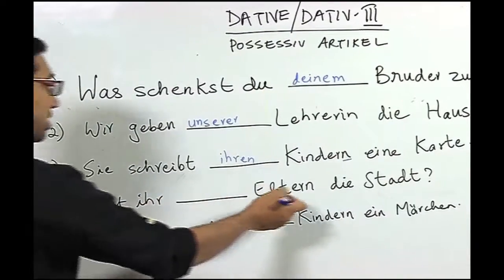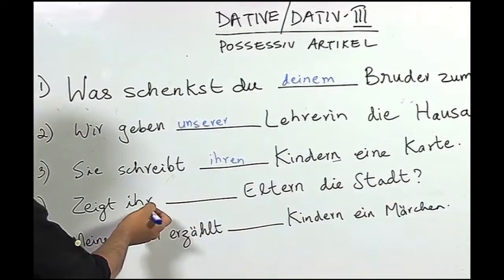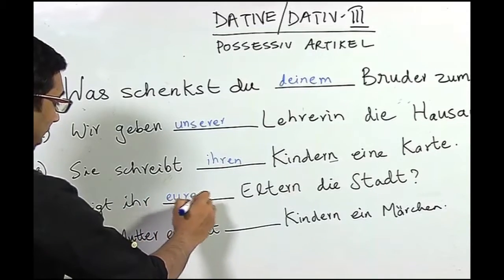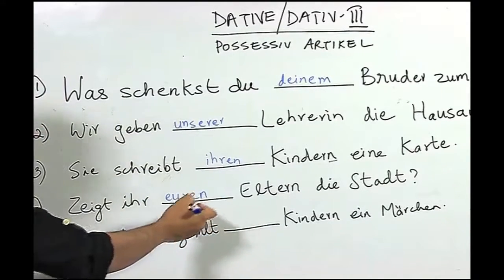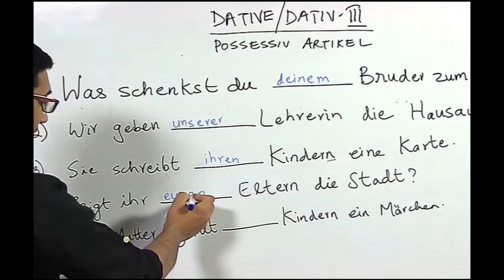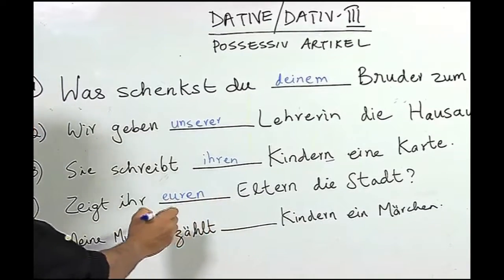Now, let us look at sentence number 4. Zeigt ihr Eltern die Stadt? Here we have the pronoun ihr, and we know that with ihr we make the possessive article in dative euren. Why? Because we have here Eltern, which means parents in plural, and the dative ending in plural for the article is n or en, as you know.